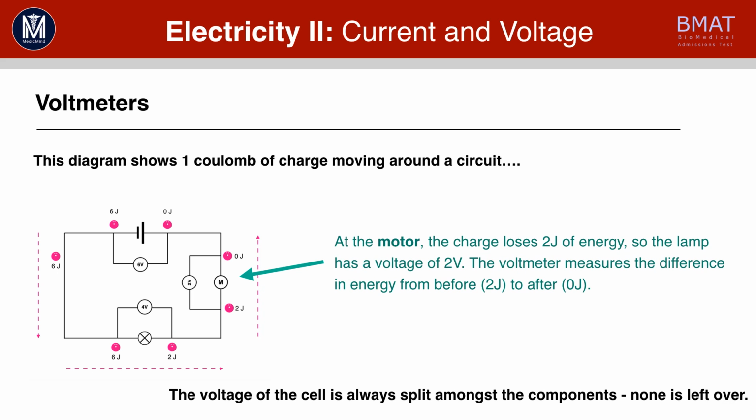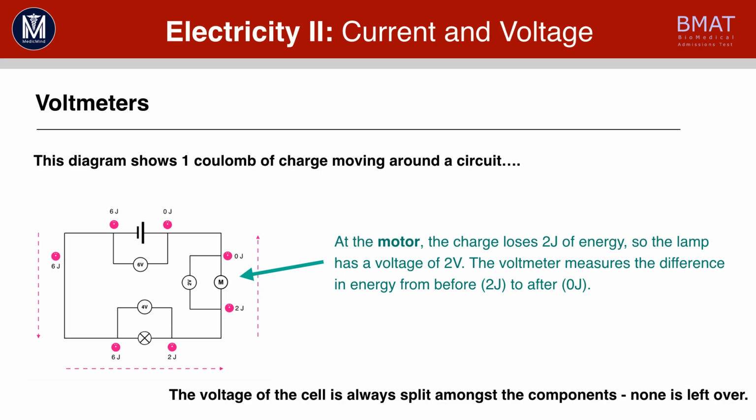As the charge continues, the last 2 joules of energy are used at the motor. The motor is transferring 2 joules of energy per coulomb. This energy is transferred into sound. And finally, the coulomb is left with 0 joules of energy and returns back to the cell, where it regains 6 joules of energy.